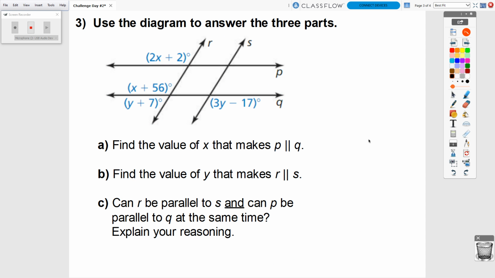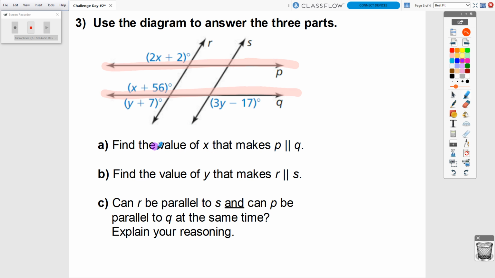All right, number 3, use the diagram to answer the 3 parts. So part A, find the value of x that makes P parallel to Q. So let's focus on P and Q. All right, so notice I've got two transversal options. I've got transversal R as an option, and I have transversal S as an option.